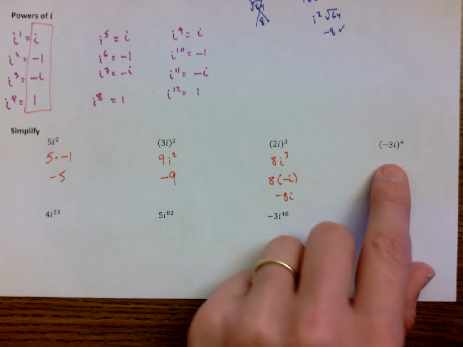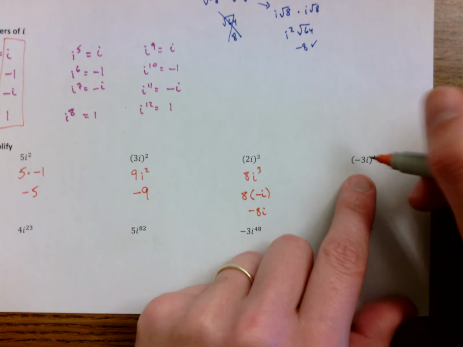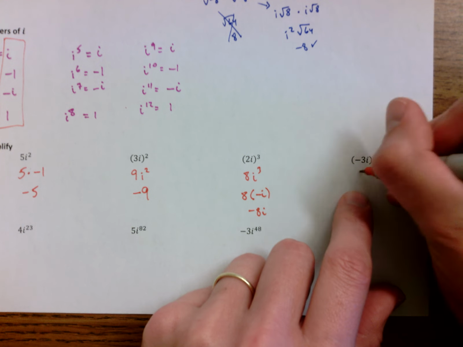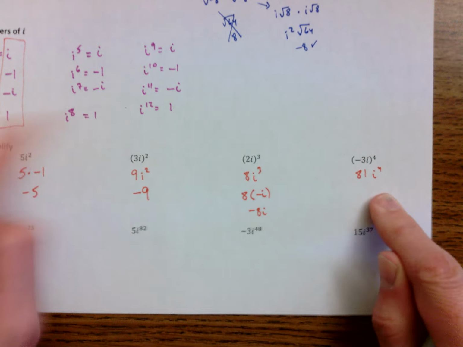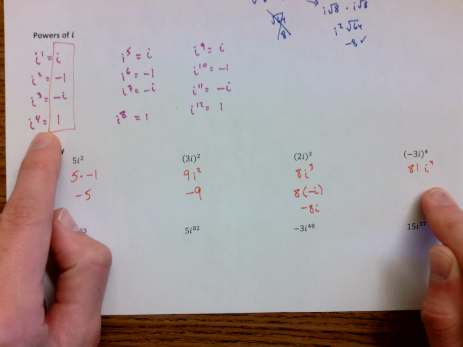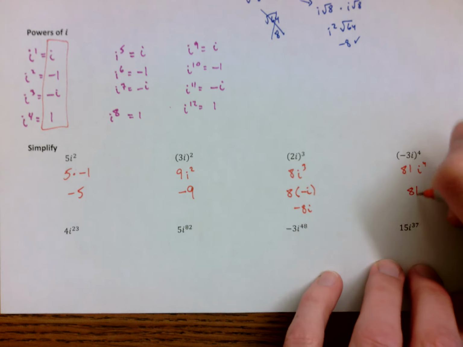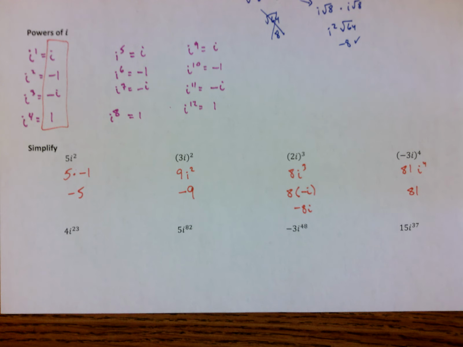All right, this guy here, negative 3 to the fourth power. 4 negative 3's multiplied together is going to be a positive 81, i to the fourth. And i to the fourth is 1. So that's just 81 times 1, which is 81. All right, great. Well, that was convenient because all of them were written right here.